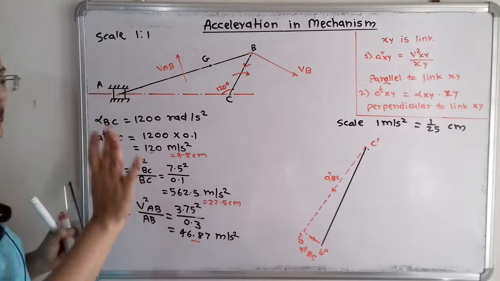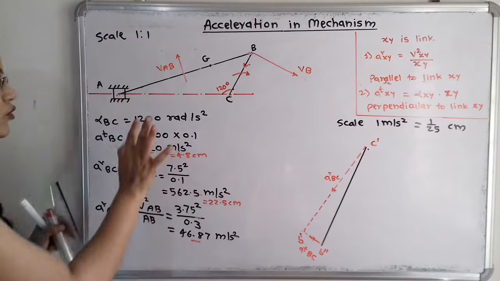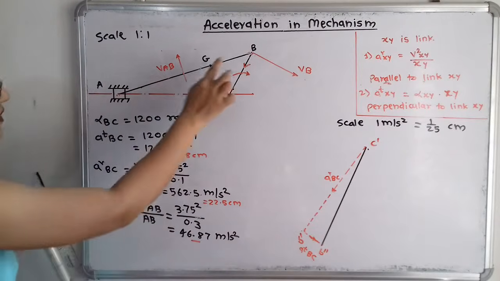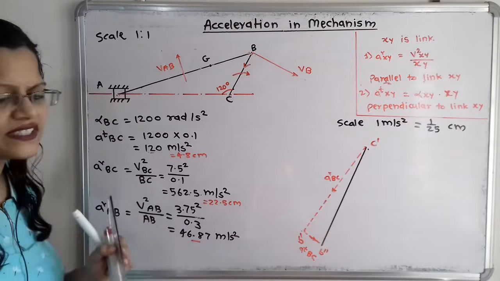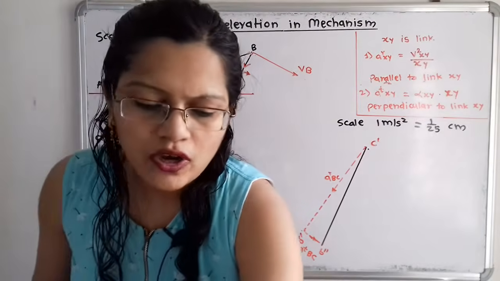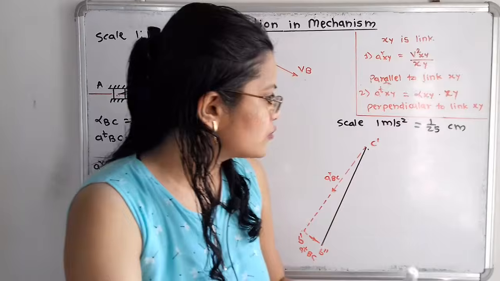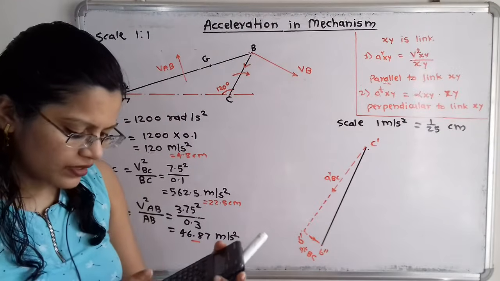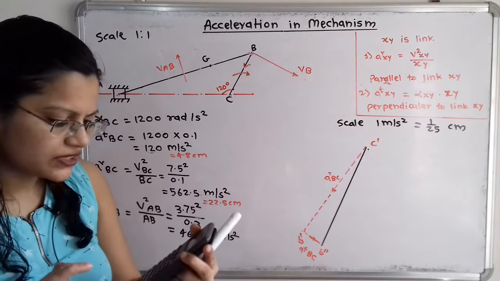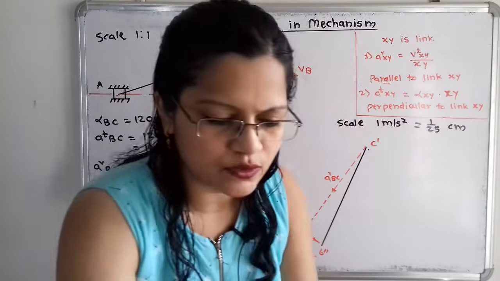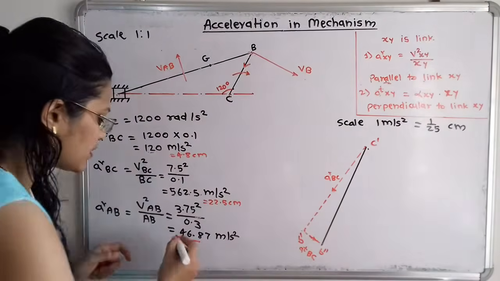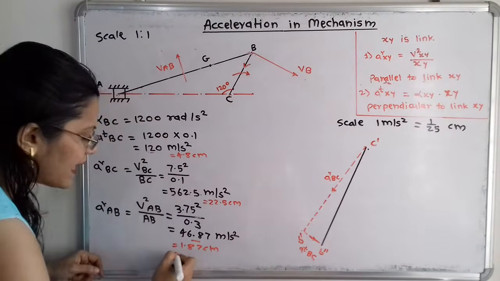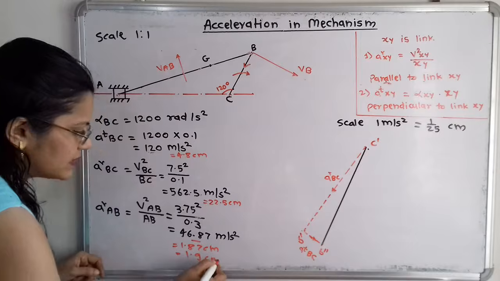Here the tangential component magnitude is unknown, so we have only direction. For the radial component of AB, magnitude is 46.87. So again we will convert with the scale. 46.87 divided by 25 is equal to 1.87 centimeter. So approximately I will take 1.9 centimeter.